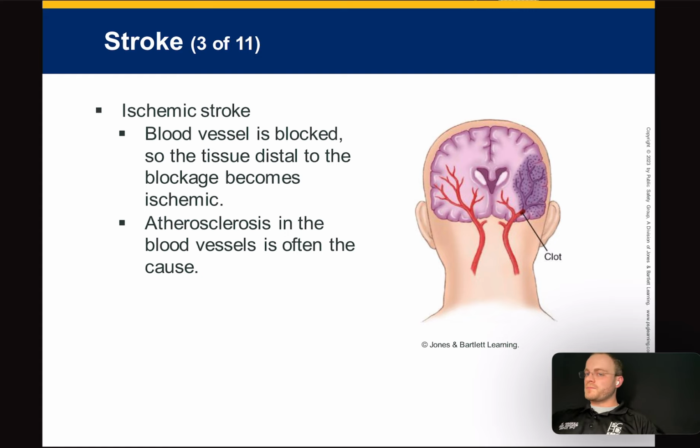Now, I just explained what an ischemic stroke is, so we'll recapitulate. An ischemic stroke is a blood vessel that is blocked, and the tissue distal to the blockage becomes ischemic. Remember, ischemia comes first and then infarction, so it dies, and the brain does not regenerate. So once this area dies, it's gone forever. Can't get it back. So atherosclerosis, remember the whole fatty streak thing, the fat up underneath the endothelium and the macrophages going in there, and the vessel gets smaller in size, right? Atherosclerosis in the blood vessels is often the cause, okay?